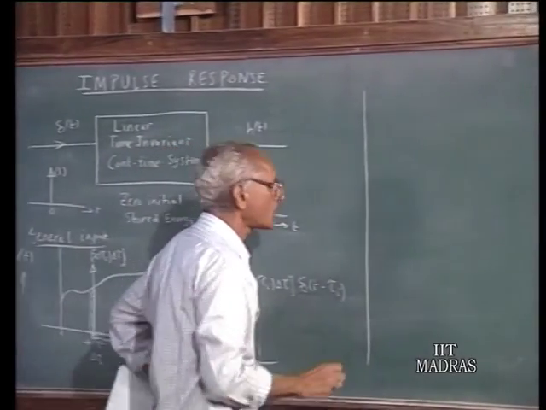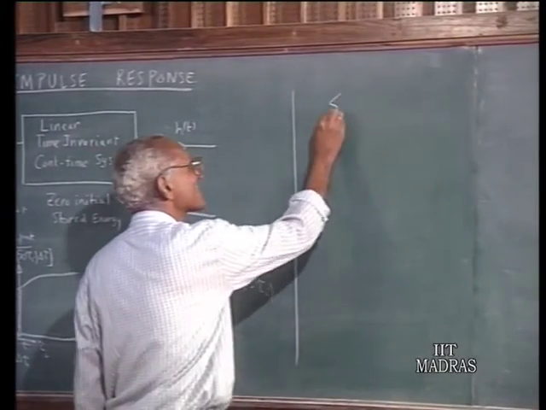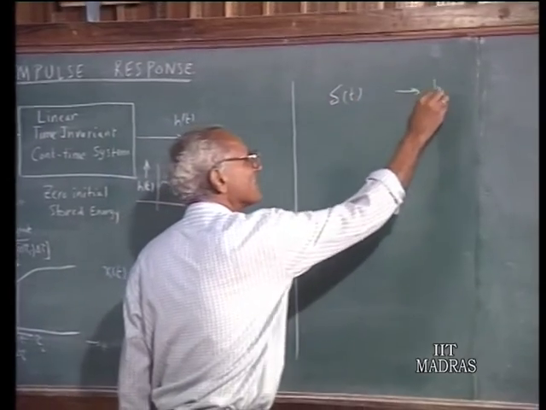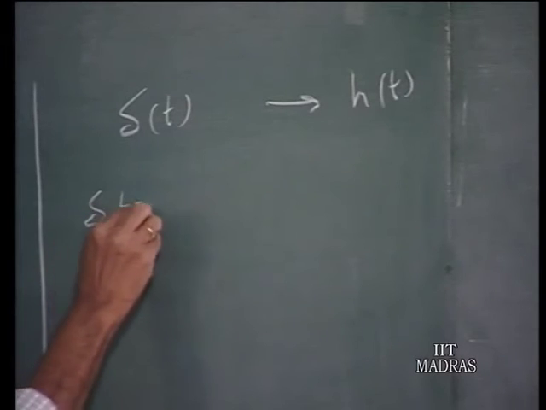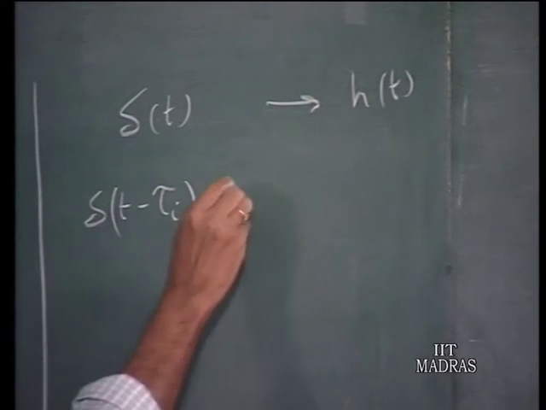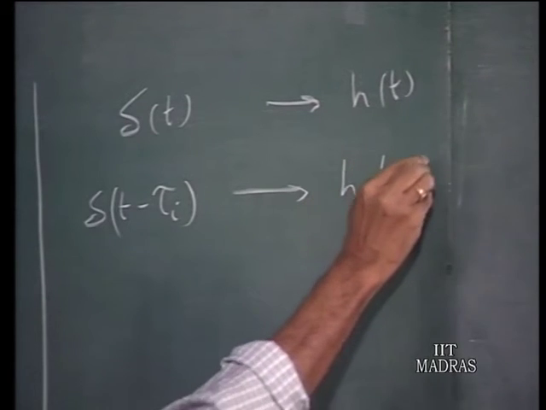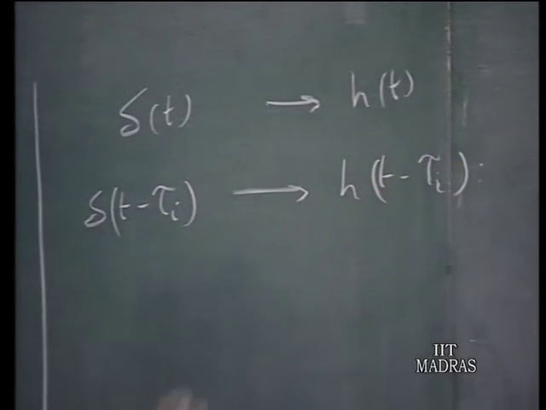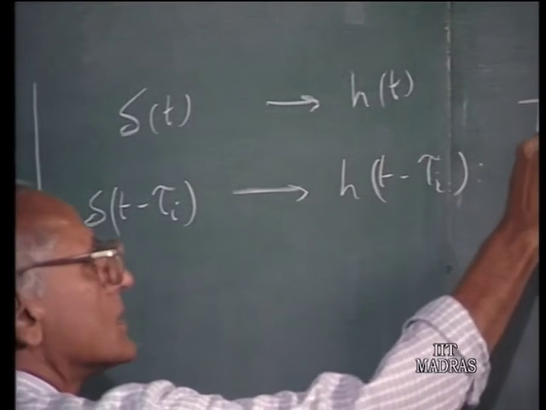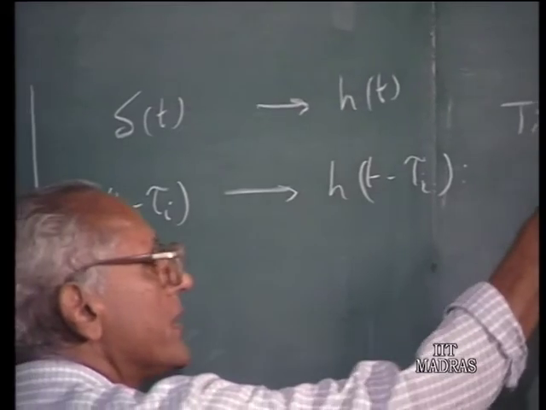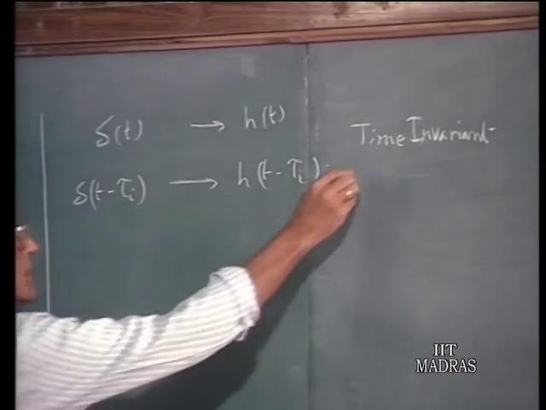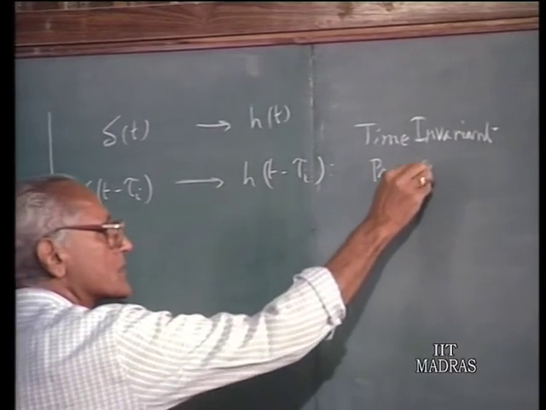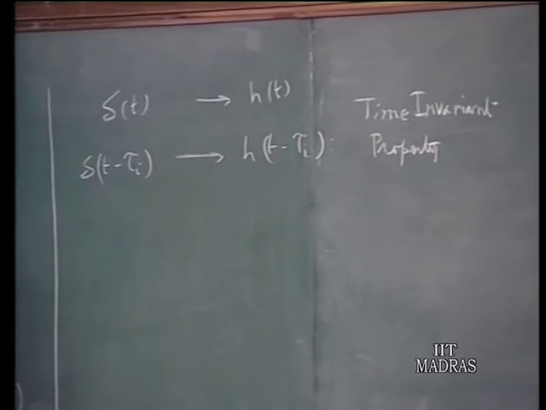So, now we say delta t gives rise to a response h of t. Therefore, any impulse which is displaced by a certain time interval will give rise to h of t minus tau I. What is the principle which sanctions this? This is the time invariant property. Because the network is time invariant, any shift in the input will correspond to the corresponding shift in the response. That is what we had discussed earlier.